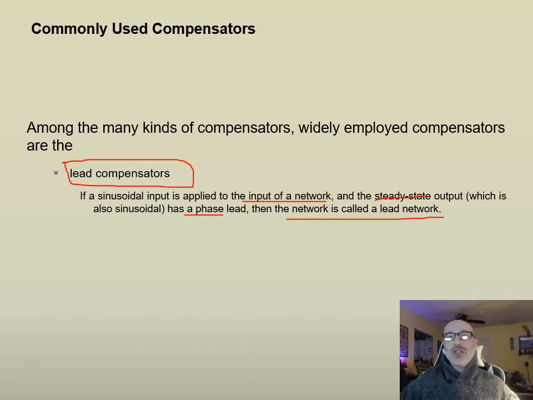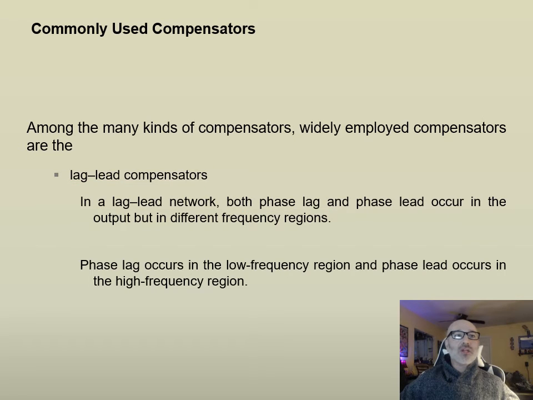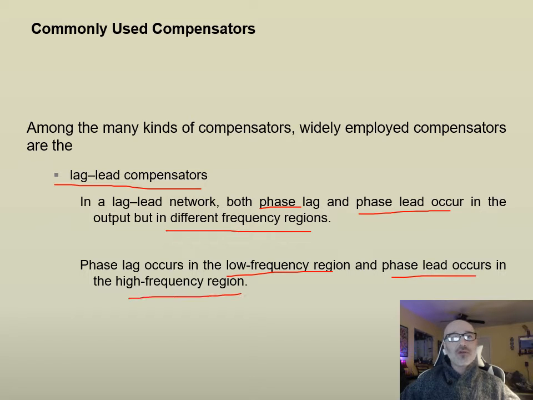Now, if we compare this to our lag compensators, within our lag compensators, if the steady state output has a phase lag, then the network is going to be called a lag network. And now our third type is the lag lead compensator. In this lag lead network, both phase lag and phase lead occur in the output, but in different frequency regions. The phase lag occurs in the low frequency region, whereas the phase lead is going to occur in the high frequency region, and this is going to be our lag lead compensator.